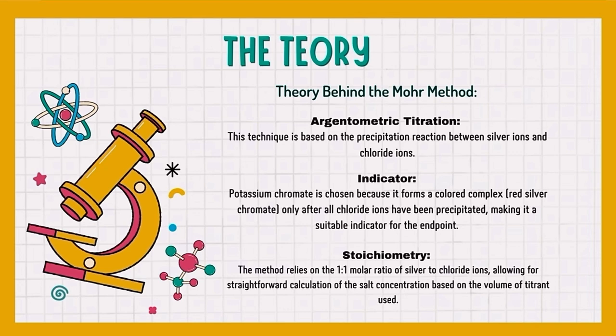Lastly, stoichiometry. The method relies on the 1:1 molar ratio of silver to chloride ions, allowing for straightforward calculation of the salt concentration based on the volume of titrant used.